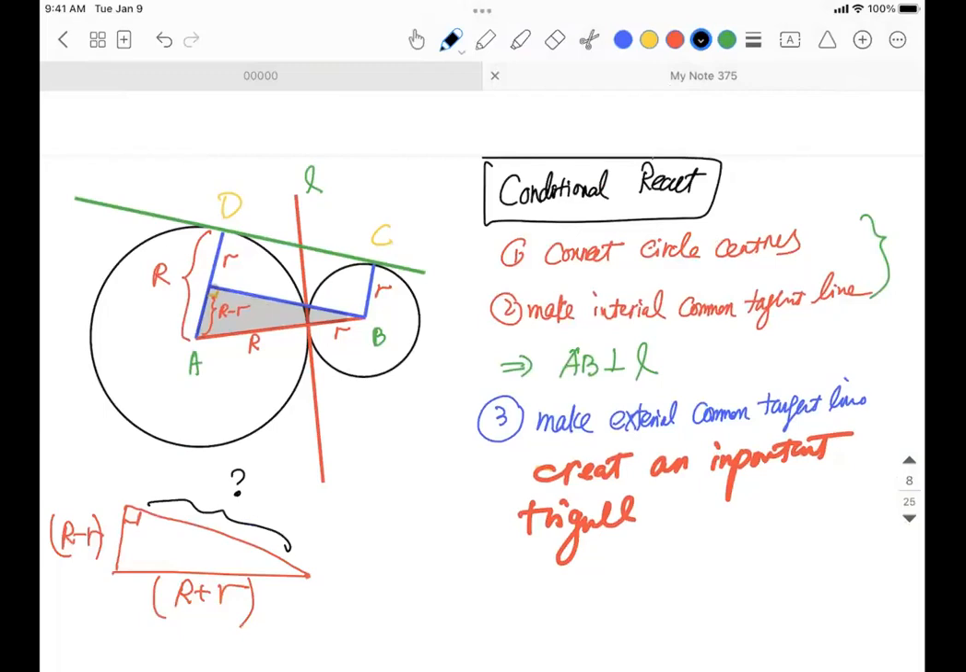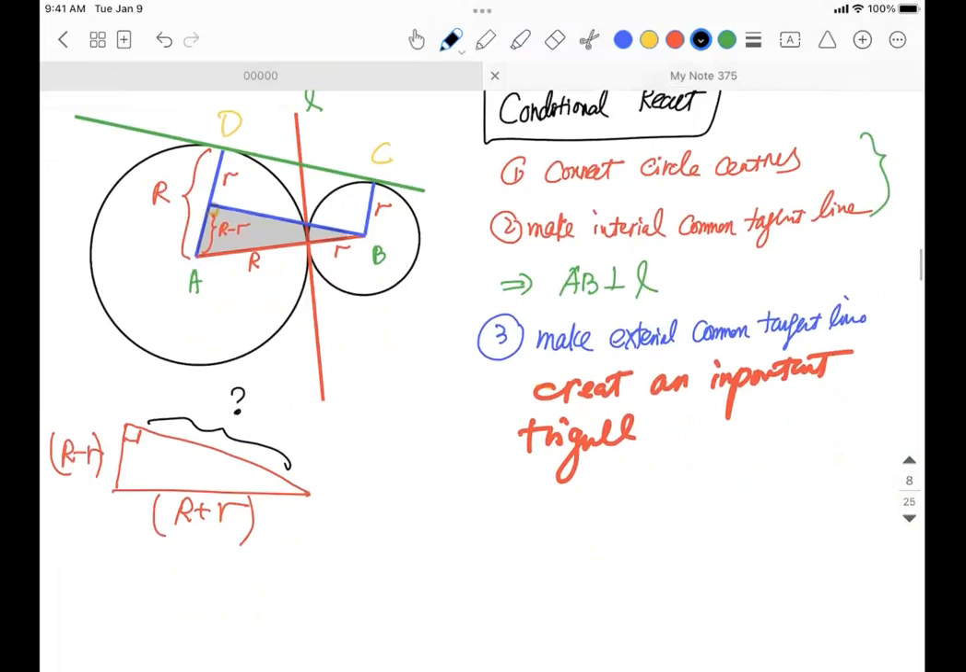How can I do this? No one knows? The square root of R plus r squared minus R minus r squared. And what's the value for that? I think it's root 2r. 2 under root big R small r.